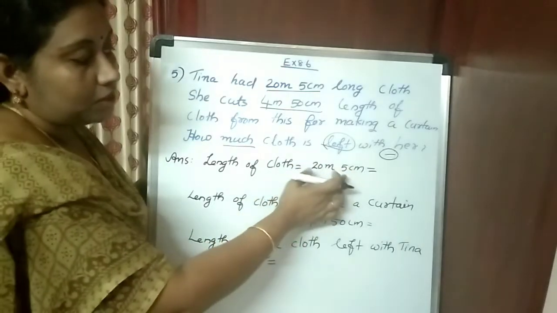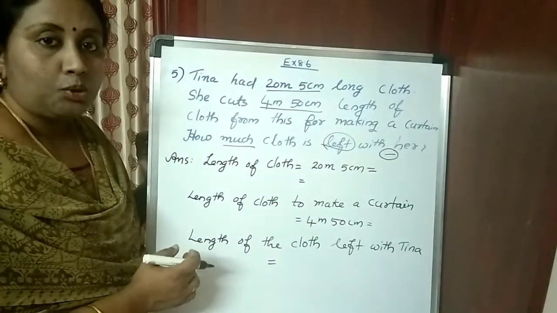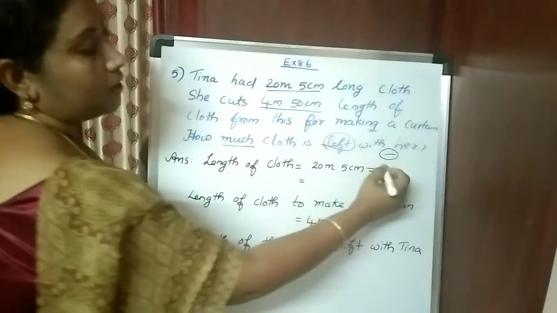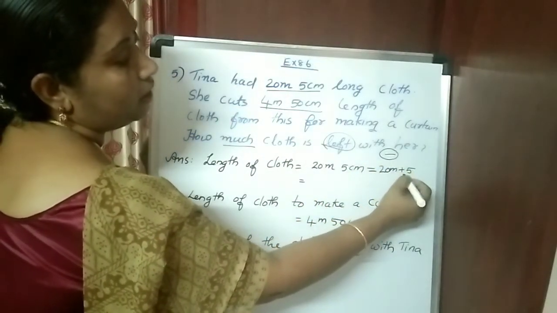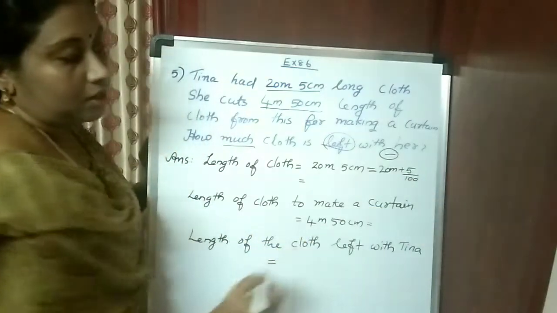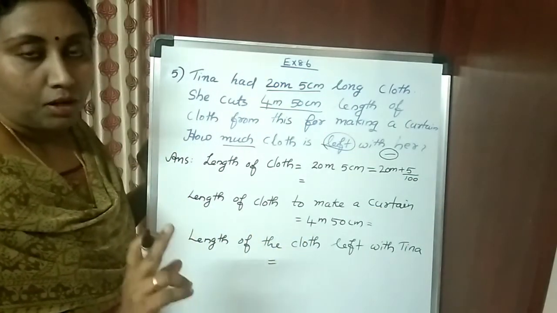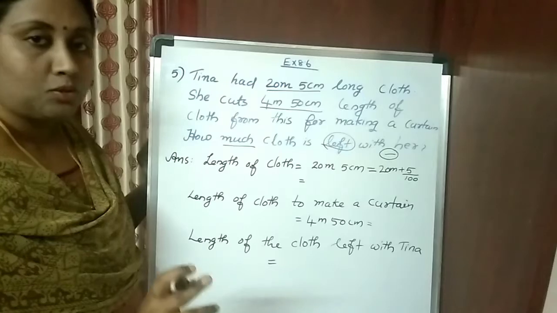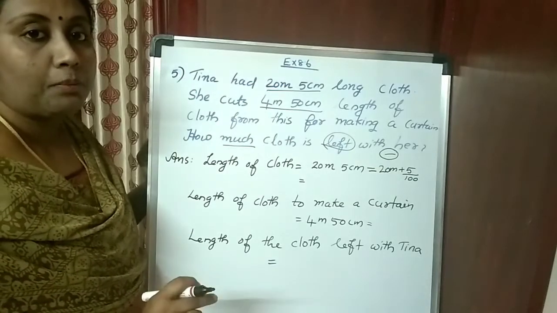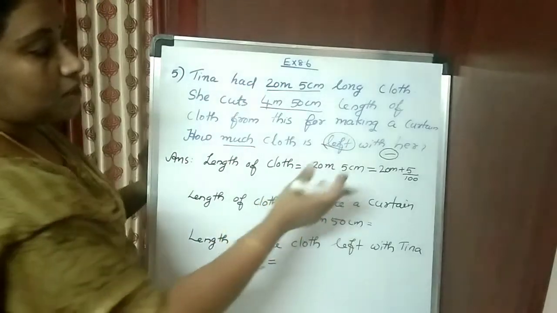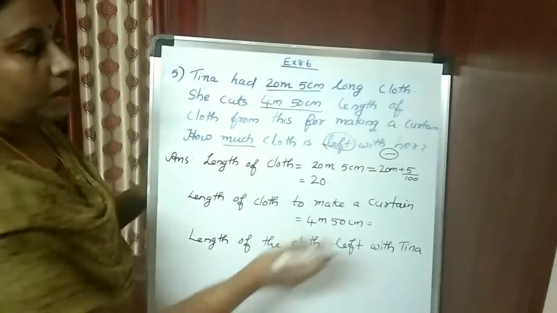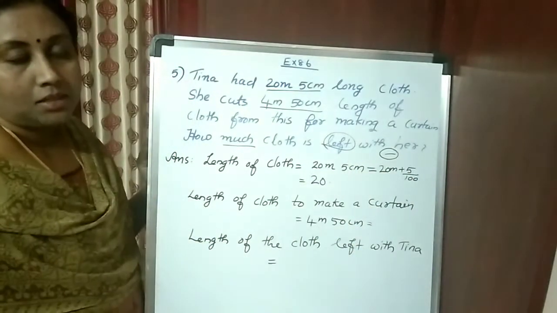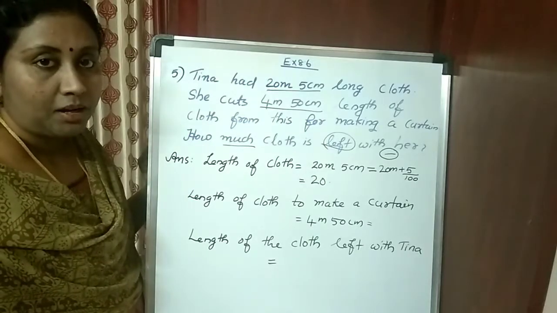So, how will you convert this 5 centimeter into meter? Yes, you know that 20 meter plus 5 by 100. Why? 1 meter is equal to 100 centimeters. So, 1 centimeter is equal to 1 by 100 meter. So, here 20 is the whole number part. We put one dot. Then 5 by 100.